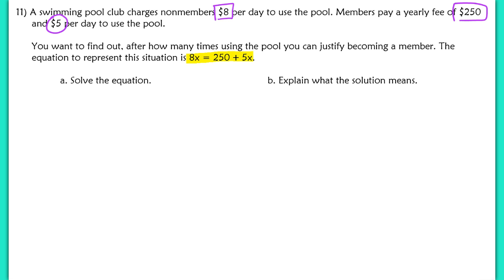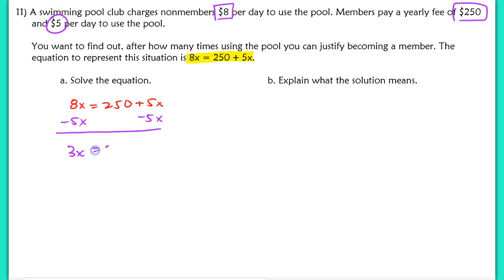So we're going to solve this equation. I start by writing this equation down, and I'm going to solve for x. Again, I see a variable on the right hand side, so this looks like what we were just working on. We're going to move that to the left. So I will subtract 5x on both sides. Now I'm left with 3x here equaling 250.